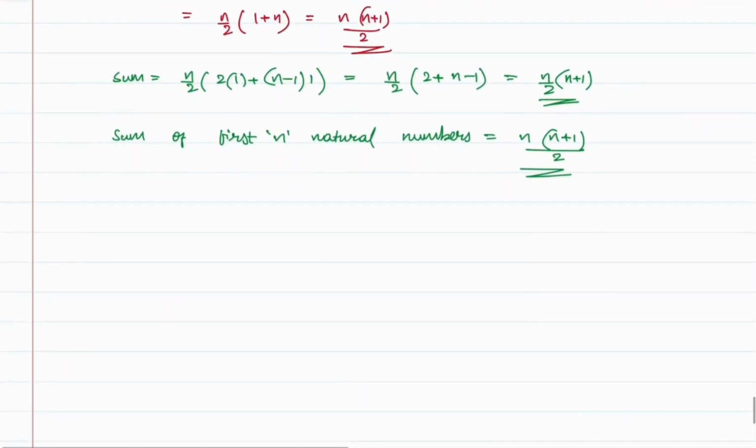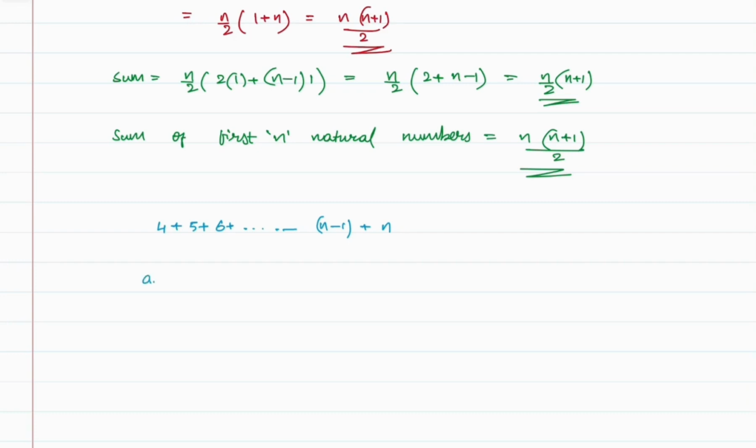Now let's see one more case in which the first term is not equal to 1. So suppose it is starting from 4. Then this will be 4 plus 5 plus 6 plus so on up to n minus 1 plus n. So I'm not taking n terms, but I'm taking that the last term is equal to n. So we need to first find the number of terms.